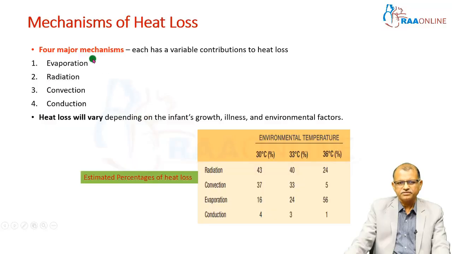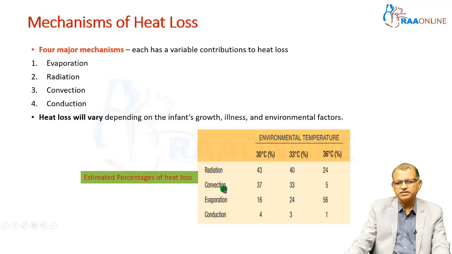So we have known that we have got 4 mechanisms. Each has got a variable contribution to the heat loss, but heat loss will vary depending on the infant's growth, illnesses and environmental factors. So the estimated percentage of heat loss, as I showed in the table, when the baby is at 30 degrees centigrade, is different from the temperature at 36 degrees centigrade. So if you take radiation, when temperature is 30 degrees, the percentage of heat loss is 43%. When the temperature increases, as you see here, the heat loss will become 24% only.